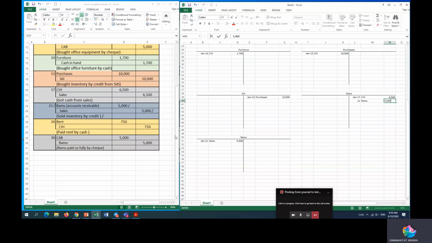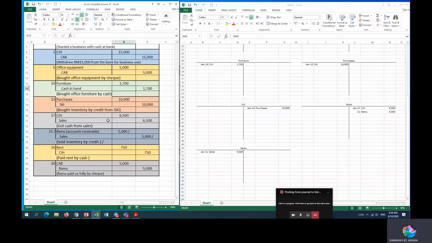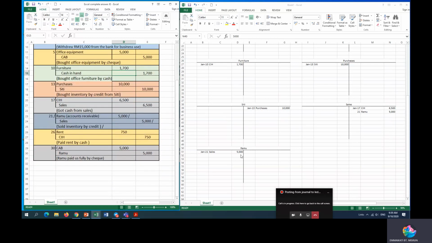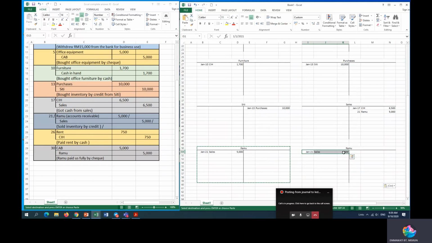Next we have January 26th. So we have two accounts, rent and cash in hand. Since we don't have any rent account open, we are going to have a new account for rent. So let's delete this first and rename Ramu to rent. So we have rent on the debit side, and the date is January 26th.